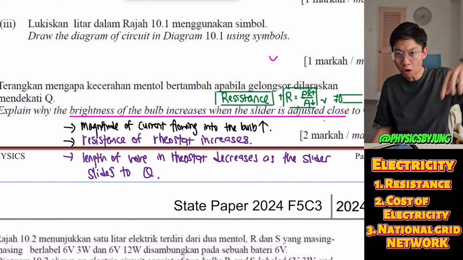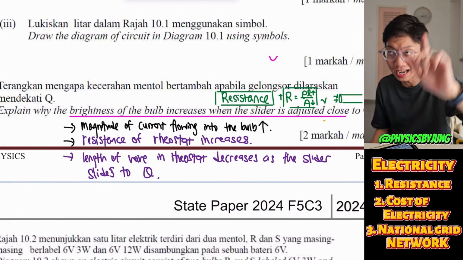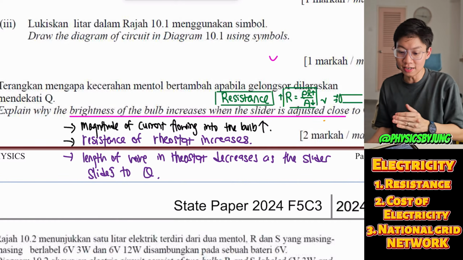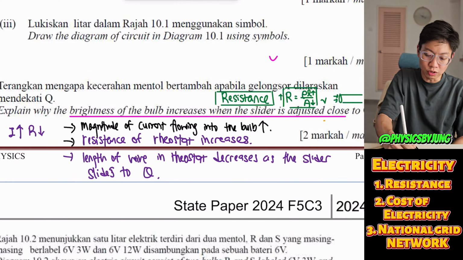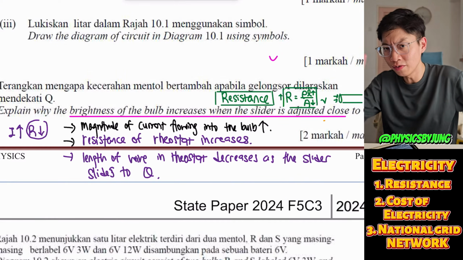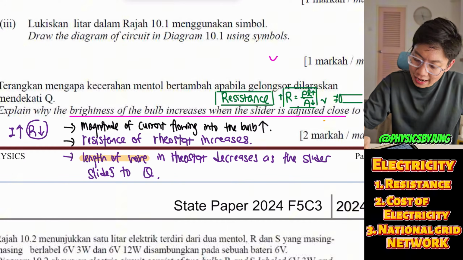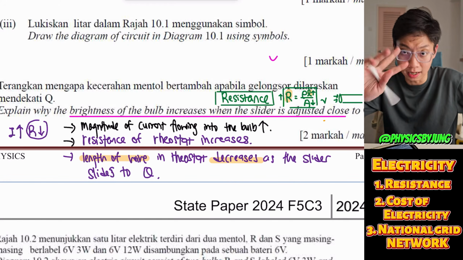Alright, so the more coils, the less current flows. The longer the wire, the higher the resistance, the lesser the current. From this info, we know that the current has increased already. So we know that the resistance must decrease. If the resistance decreases, obviously the length of wire has to decrease, because resistance and length are directly proportional.